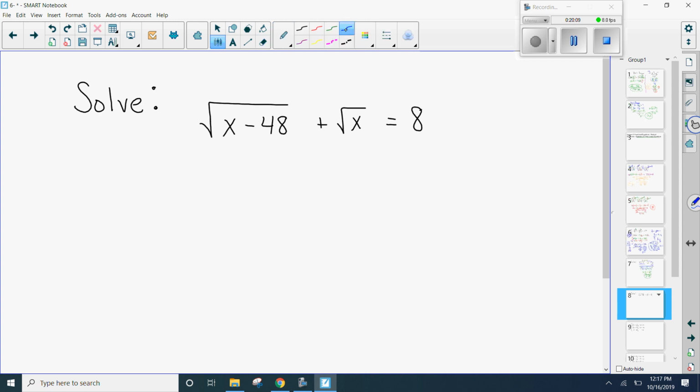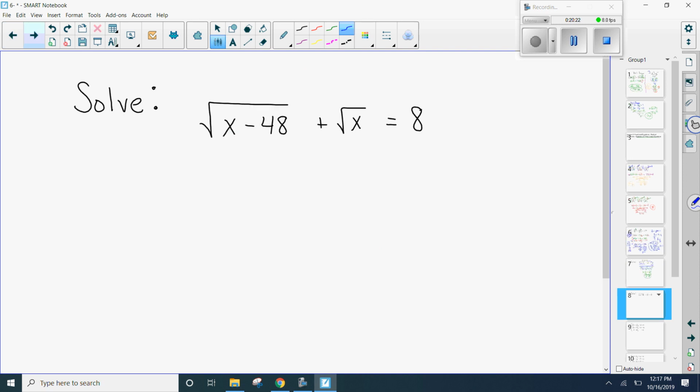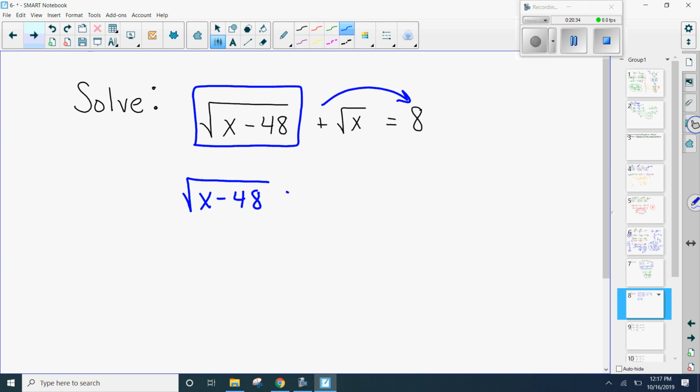Okay, so here's the procedure we're going to do. Before, we looked for the complicated radical, because I only had one radical. Complicated because there was more than one term underneath. So we're going to look for that, which occurs right here, and we're going to isolate that by moving radical x over to the other side. When you do that, you are left with the square root of x minus 48. That is equal to 8 minus radical x.